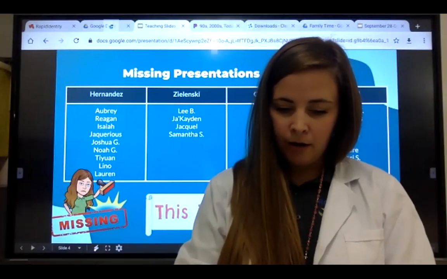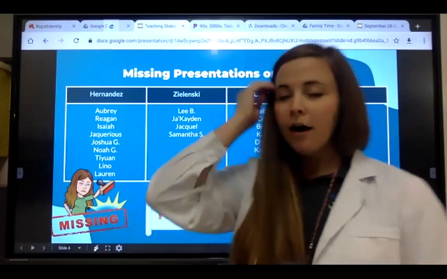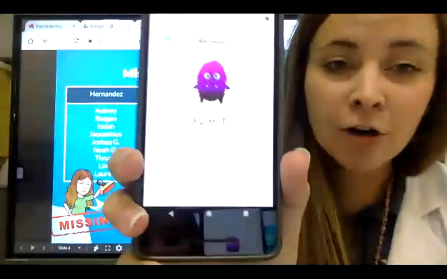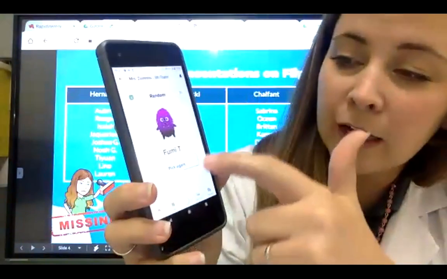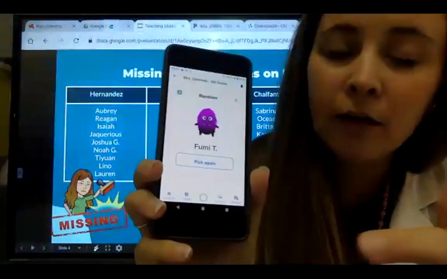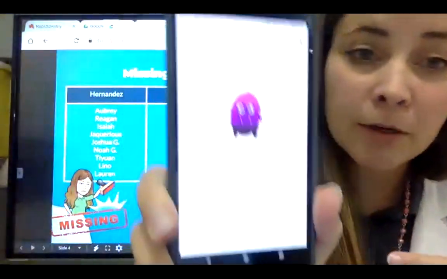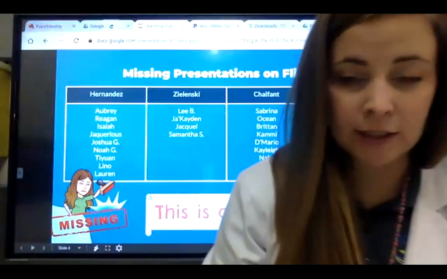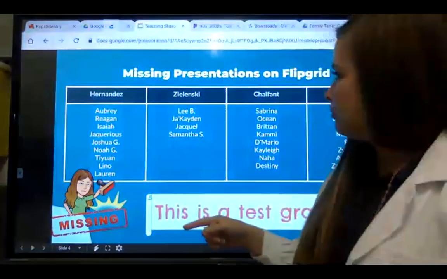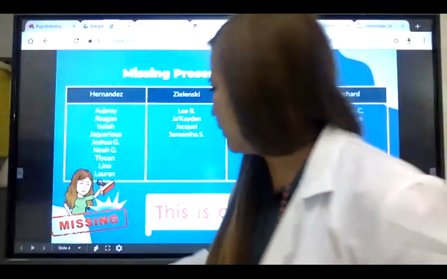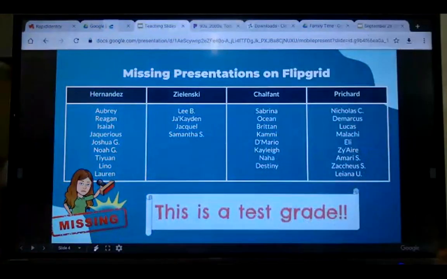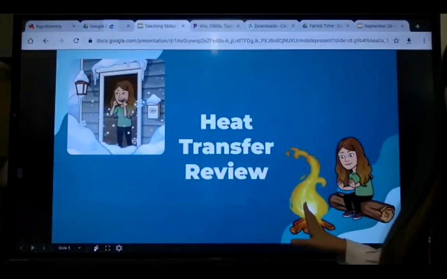All right, so I have my random name generator here, and what it does is when I click pick, it'll pick somebody. But first I'm going to do Fumi for whenever we get a chance to answer questions because I don't know how soon it'll pick her again. All right, so heat transfer review.